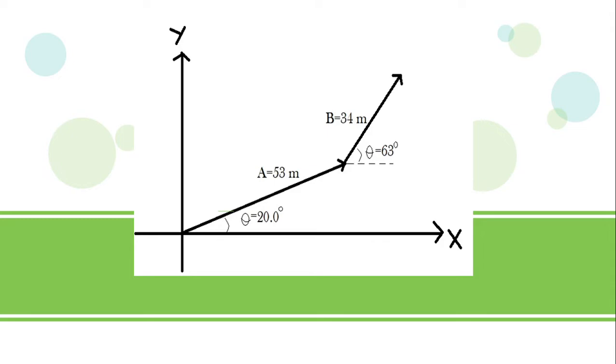So for example, we have here two vectors having magnitudes and directions or angles plotted on a Cartesian plane. So we have vector A having magnitude 53 meters on the direction northeast 20 degrees, and vector B 34 meters, still northeast, having a direction of 63 degrees. So we are to find the magnitude and direction of the resultant vector.